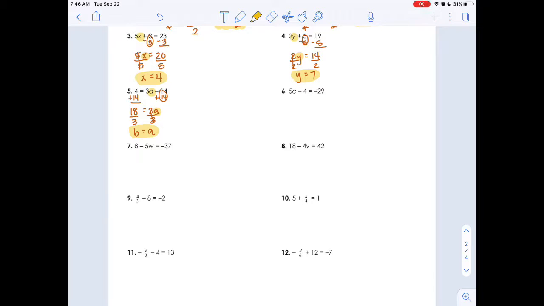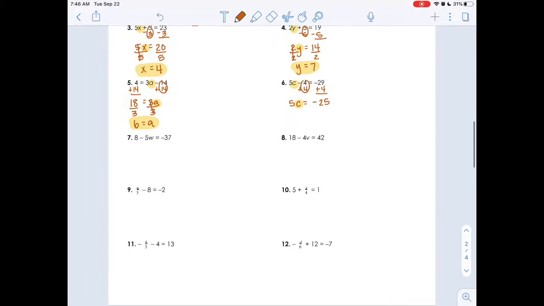You're going to try 6. 5c minus 4 equals negative 29. My variable here is c. In order to get it by itself, I'm first going to add 4 to both sides. Negative 4 plus 4 is 0, so I'm left with 5c equals negative 29 plus 4, which means I'm going to have a negative 25.